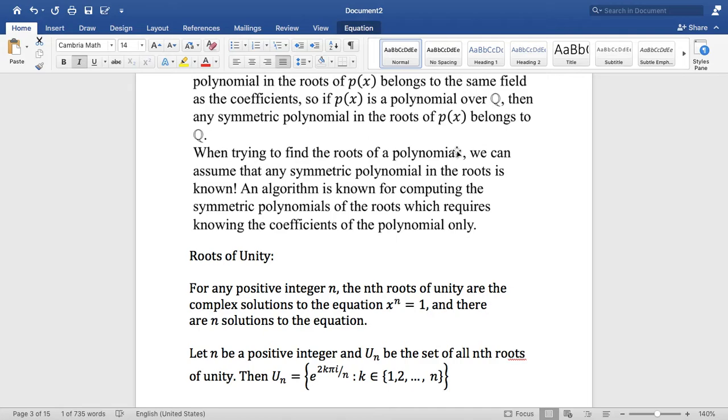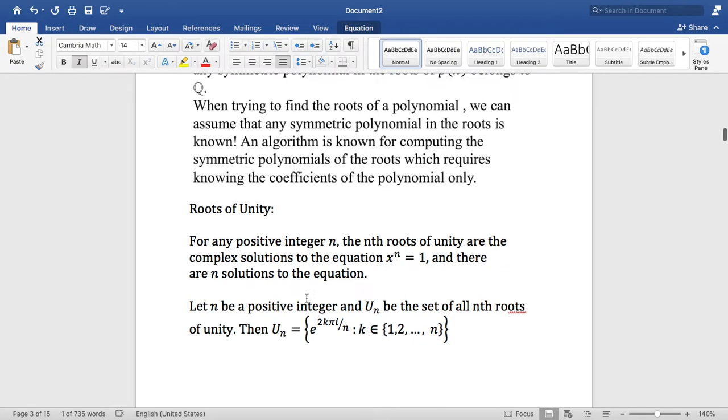So now we're going to jump into something a bit different. It's called the roots of unity, but we'll see how this applies to solving polynomial equations. So roots of unity are pretty simple. The nth roots of unity are the complex solutions to the equation x to the power of n is equal to 1. And there are n solutions to the equation. So for example, let's say n is equal to 2. So x to the power of 2 is equal to 1. What are the two solutions to this? Obviously 1 and -1.